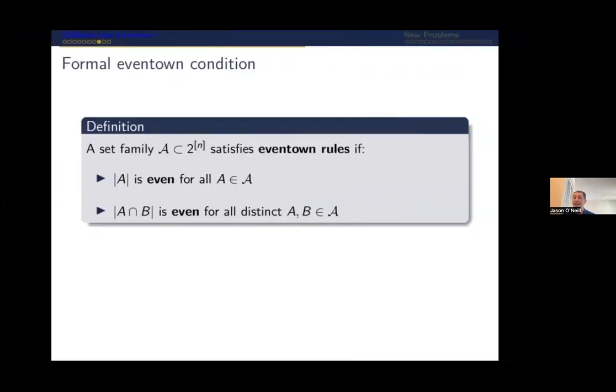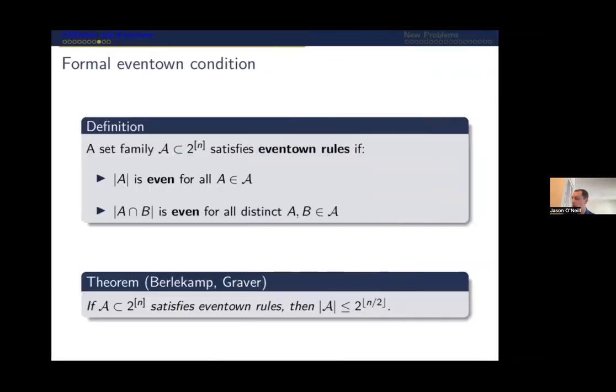And then the pairwise intersections also have an even number of elements. So I have two similar conditions to both the oddtown and the dual oddtown problem. And if you're seeing this for the first time, you might think, oh, the answer should be similar. It should be something like n. And it's actually a bit surprising that the answer is much, much larger than n.